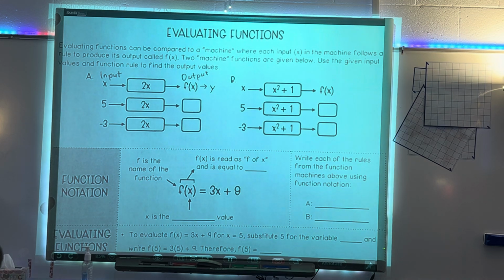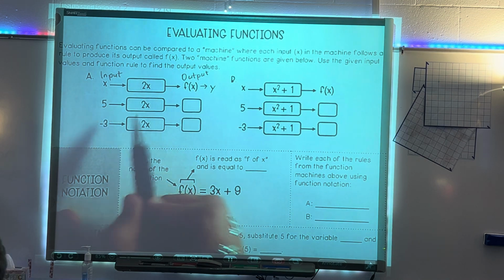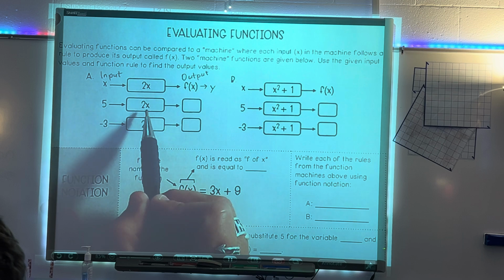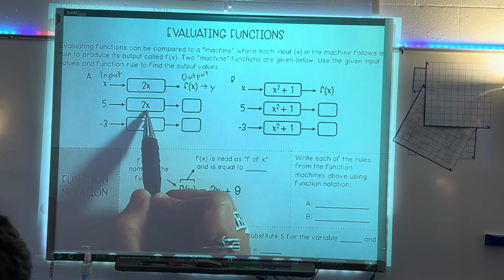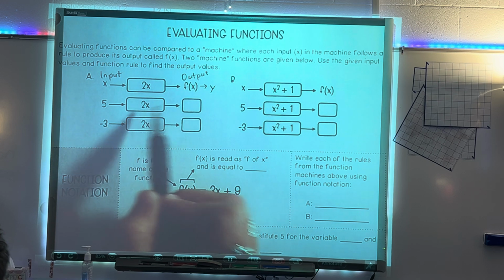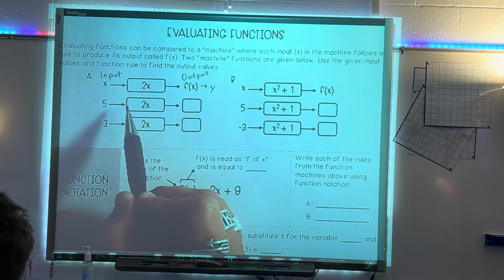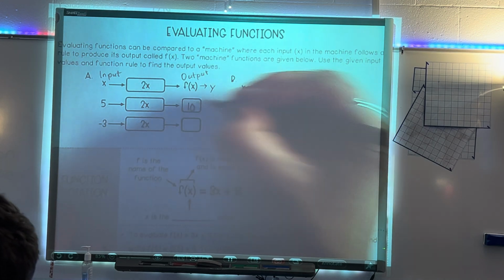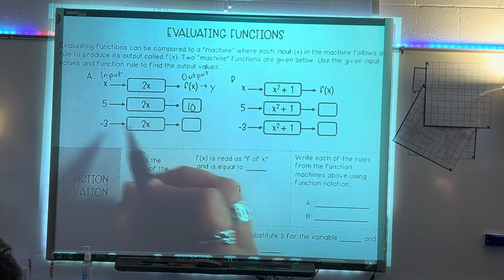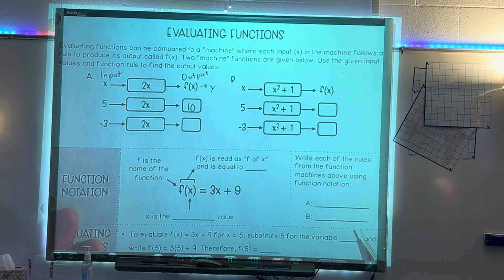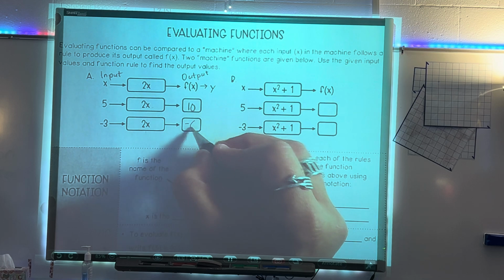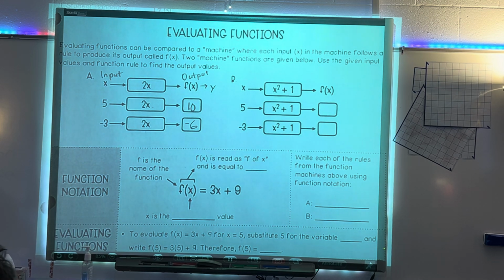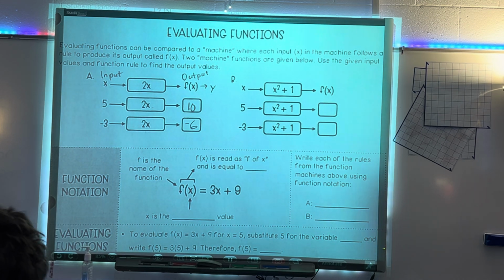It's what we get. So here, if I put 5 into this function, what am I going to get? What's my output going to be? Yeah, it's going to be 2 times 5, which is 10. Here, I would have 2 times -3, which would be -6. Relatively basic, not anything new, right?